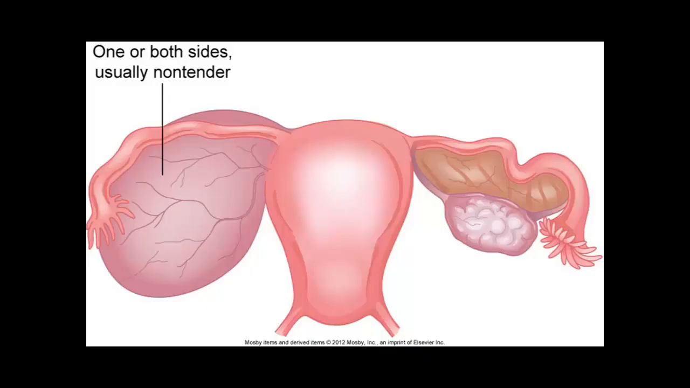So this is an illustration of what an ovarian cyst might look like, and again, it's usually just on one side. It can be both sides, but usually on one side, and we have a lot of swelling occurring here. It's usually non-tender, but it can definitely interfere with the patient's reproductive function.